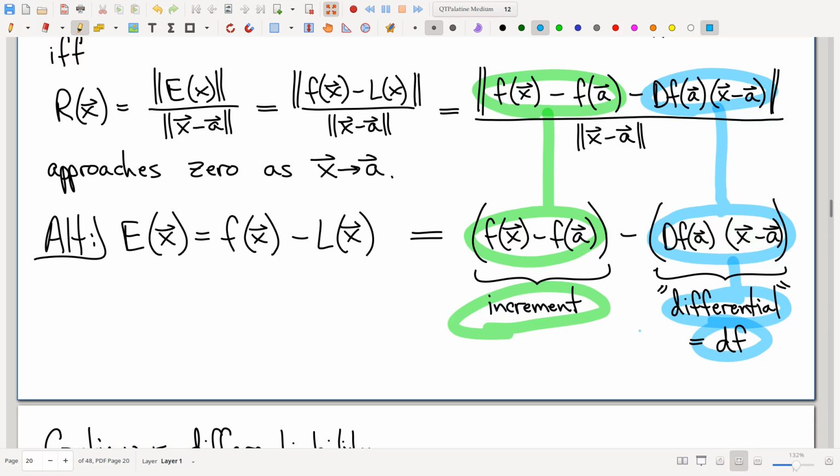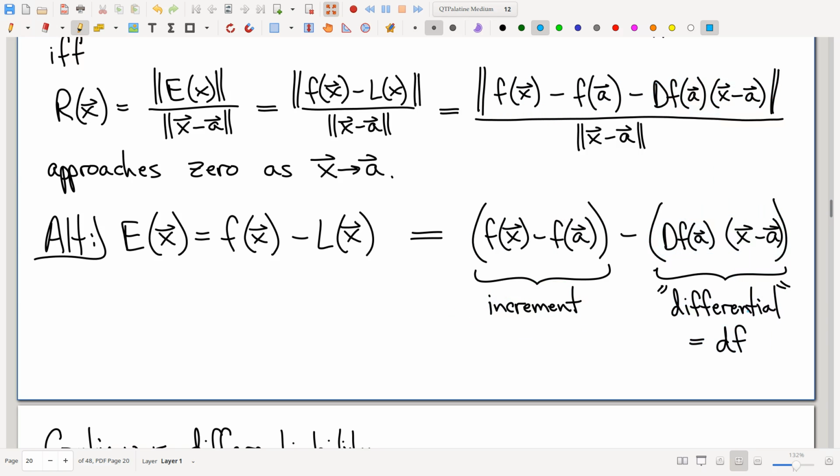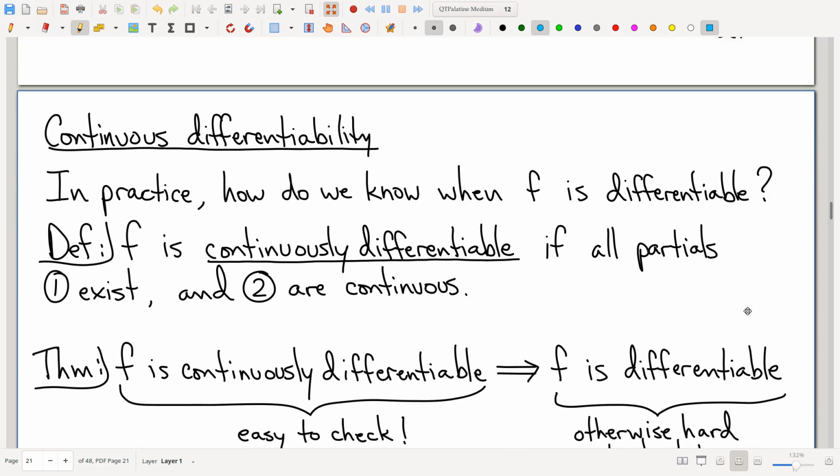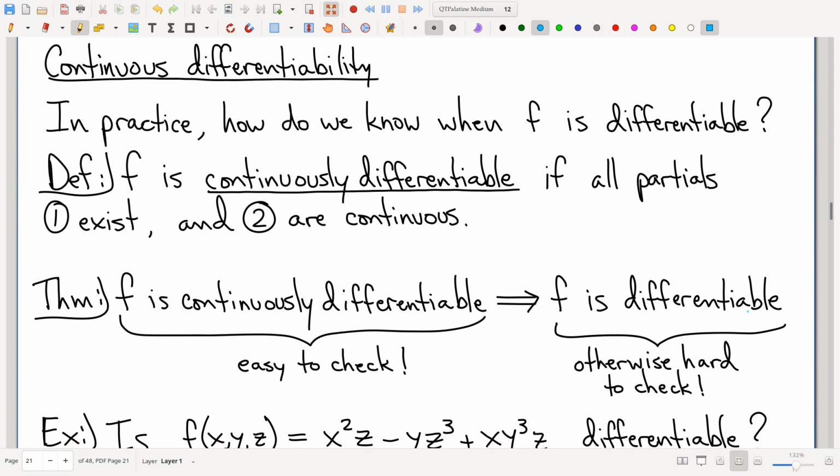So in general, differential just means a linear approximation of how much a function actually changes. Okay. All right, so heads up about those words. And with that, we're done with differentiability, and off we go to the next thing, which is actually related. We're going to talk about continuous differentiability.